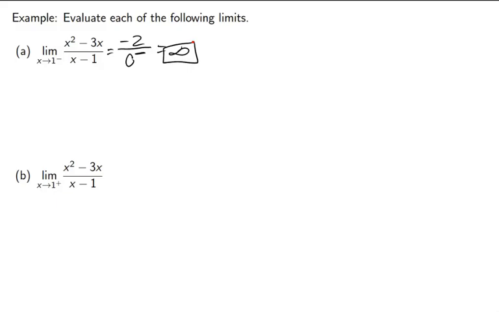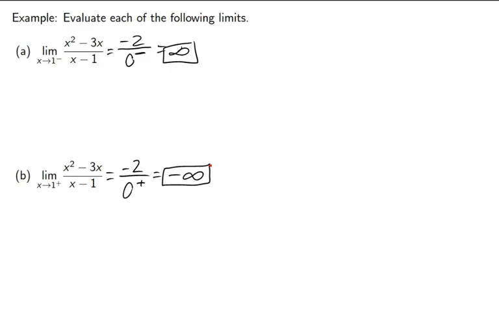Next one. Same problem, but now we're looking at 1 from the right. So we still get negative 2, but now we're approaching 0 from the right. So the values that are approaching 0 are always a negative over a positive. Consequently, this is going to be negative infinity. So that's the trick. Plug in the values, maintain the symbol.